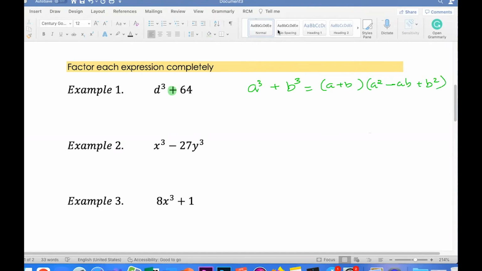My goal is to write it down underneath. So I have d to the power of 3 plus 64. I write it down like that so I'll be able to easily match it. But before I match, I would like to know what is my a and what is my b.